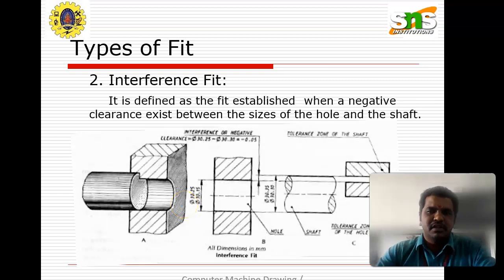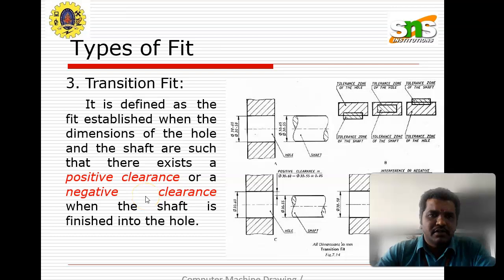The interference fit is defined as the fit established when a negative clearance exists between the sizes of the hole and the shaft. The diagram clearly represents this. The transition fit is also known as the positive clearance and negative clearance fit, and the diagram clearly shows the respective dimensions, with diameter 30 and 30.55 plus or minus 0.04. The transition fit happens by establishing the dimensions of the hole and shaft such that either a positive clearance or a negative clearance exists when the shaft is fitted into the hole.